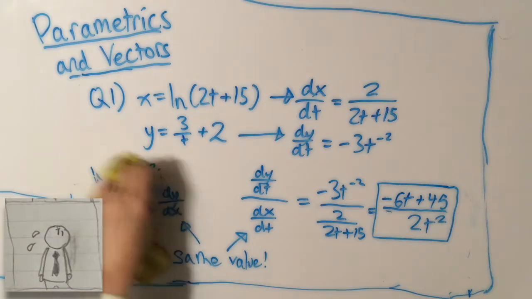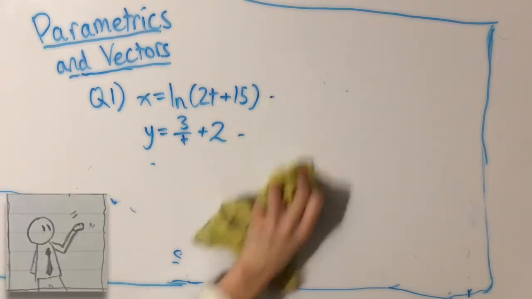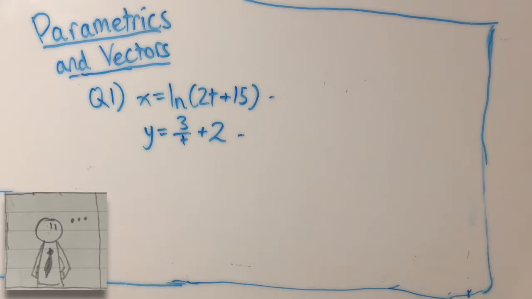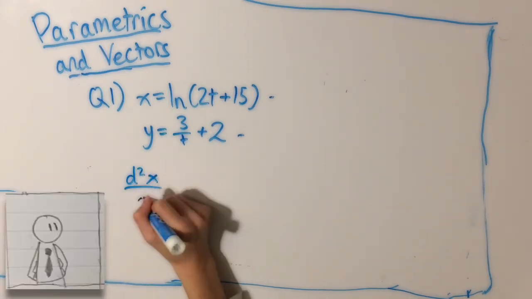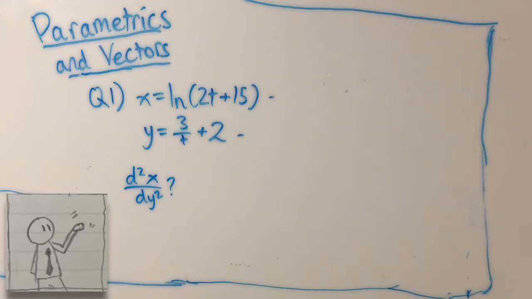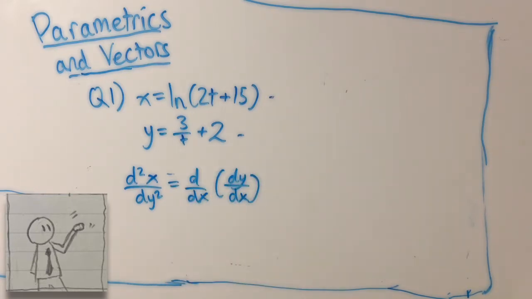But wait, if there's a first derivative, there's always a second. Time to do concavity. Let's start by thinking about how we tackle this problem when things are just in terms of x and y. Given a dy dx, the most easy and straightforward thing to do would be to just d/dx it, or take the derivative by x in order to find the second derivative.